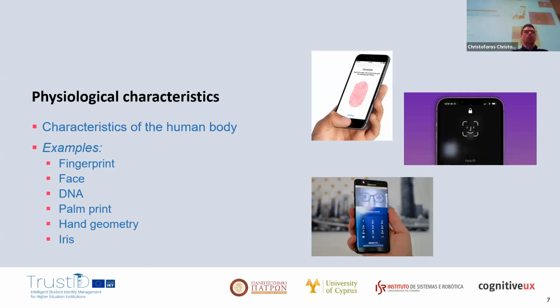The first category, the physiological characteristics, relate to characteristics of the human body. So examples include our fingerprints, our face, our DNA, our palm print, the geometry of our hand, or even the iris in our eyes. I'm pretty sure most of you already use some sort of biometric technologies, especially in your smartphones or your laptops.